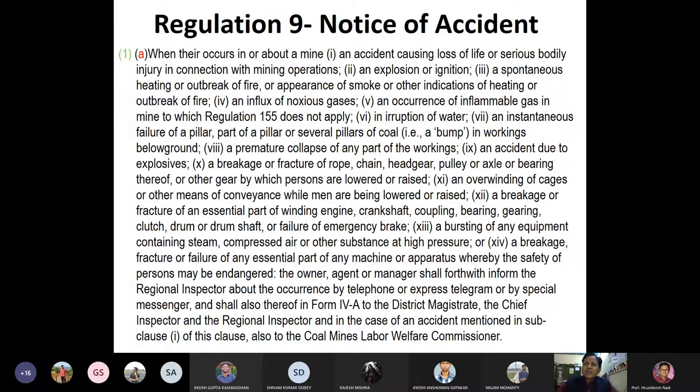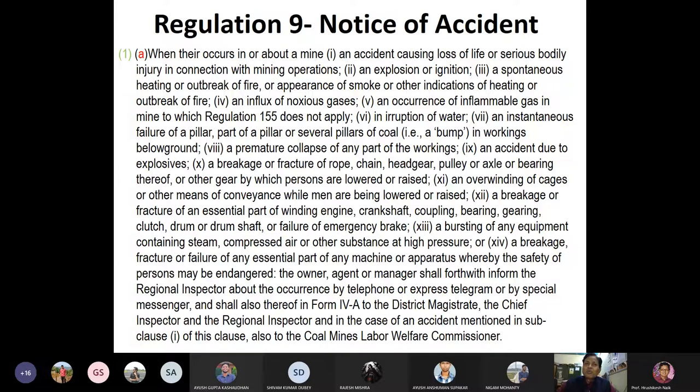Sometimes there is a bursting of equipment; mining equipment containing steam may burst out. Compressed air machines sometimes burst because of the high pressure, or other substances at high pressure may also burst. And there may be a breakage, fracture, or failure of any essential part of any mining machine or apparatus, whereby the safety of persons may be endangered and accidents do occur.